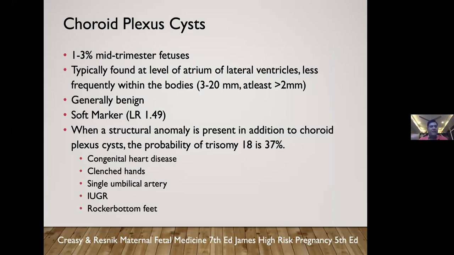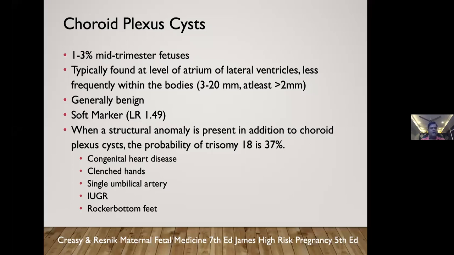and generally picked up at around 24 to 26 weeks in fetuses. They're typically found at the level of the atrium or lateral ventricles, and less frequently they may be found in the bodies. They're generally benign, and they are soft markers, especially if they are associated with other abnormalities.